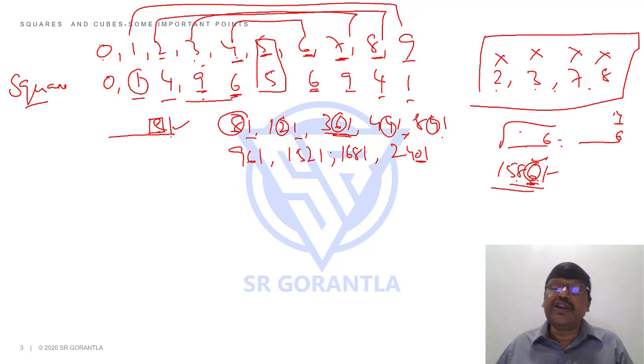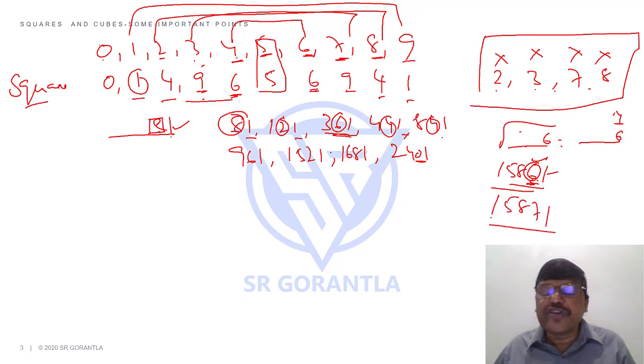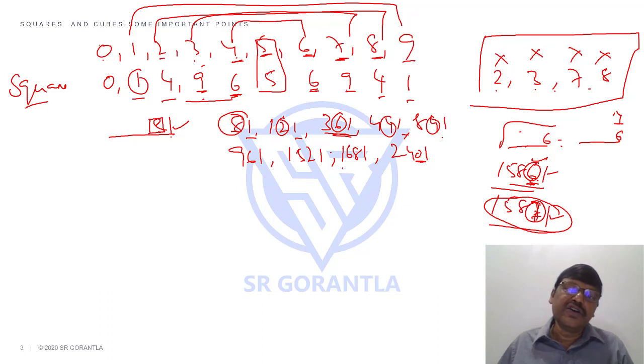Suppose I ask you students, is 15,871 a perfect square? My answer is straight away no. Why? Because for any square that is ending with 1, the tens place cannot be odd. The tens place should be even. Since this is odd, this cannot be a perfect square.